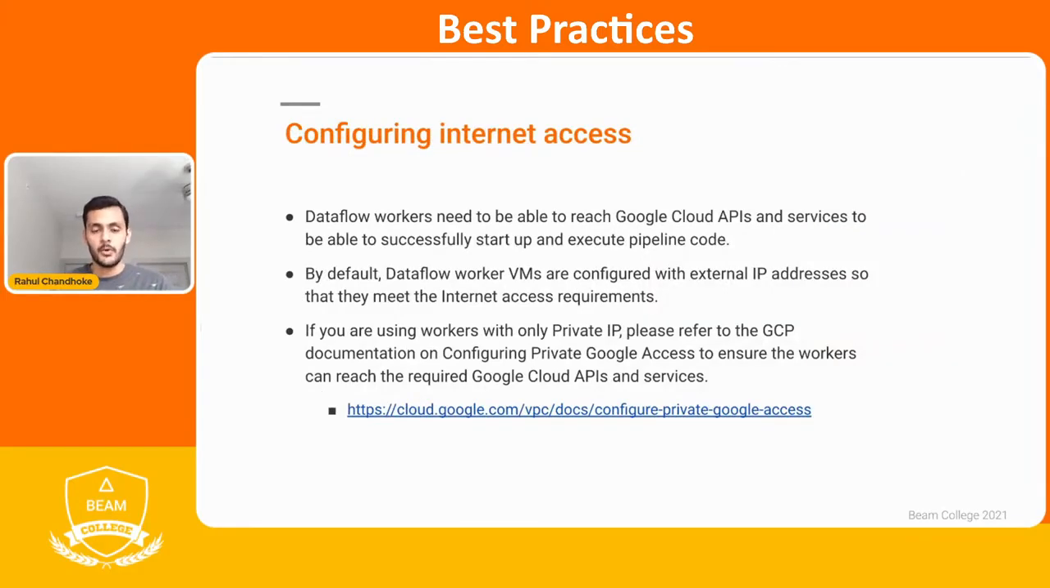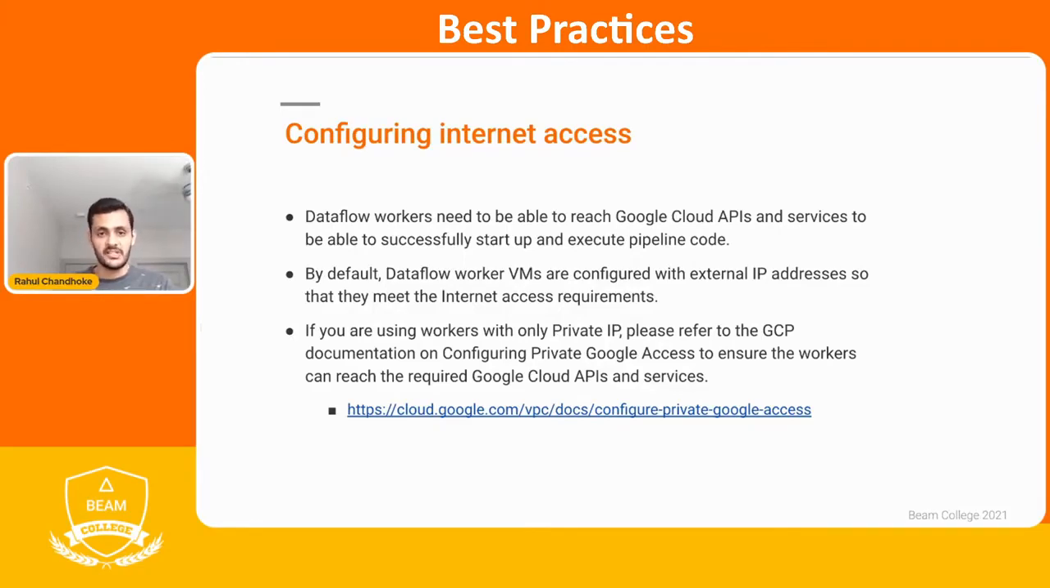One other important point that we like to talk about when it comes to networking especially is configuring internet access. What we mean by this is your workers that run for your Beam job need to be able to have the right Beam container image installed on them. They need to be able to interact with the regional endpoint that we mentioned, so that they can get the required work from the regional endpoint, update the regional endpoint on the progress and things like that. So to do all of this, in general, the Dataflow workers that run your pipeline need to be able to reach the Google Cloud APIs and services, so that they can successfully start and execute the code.